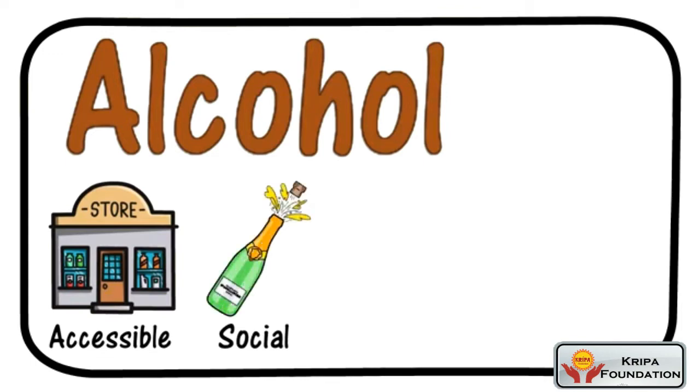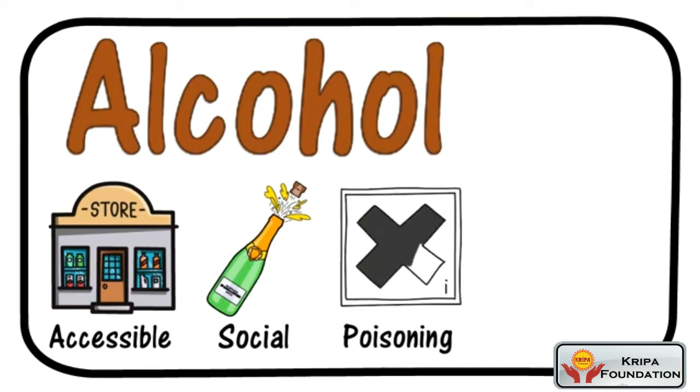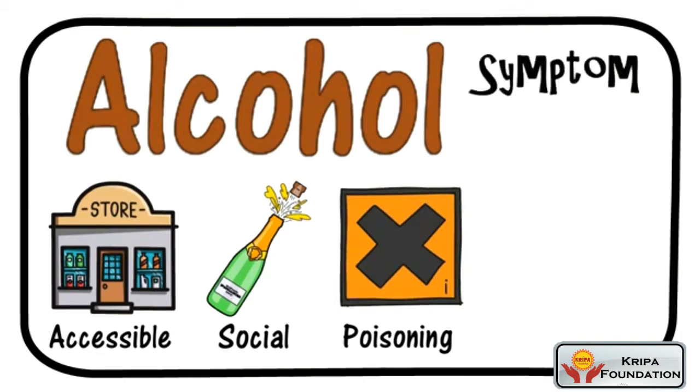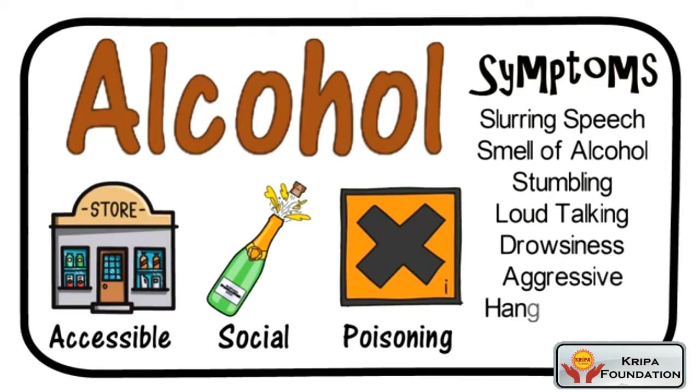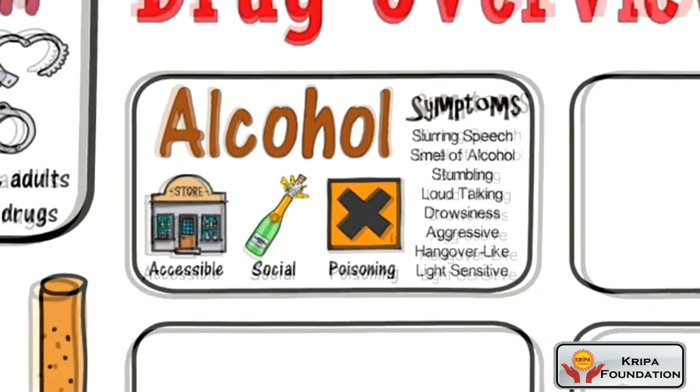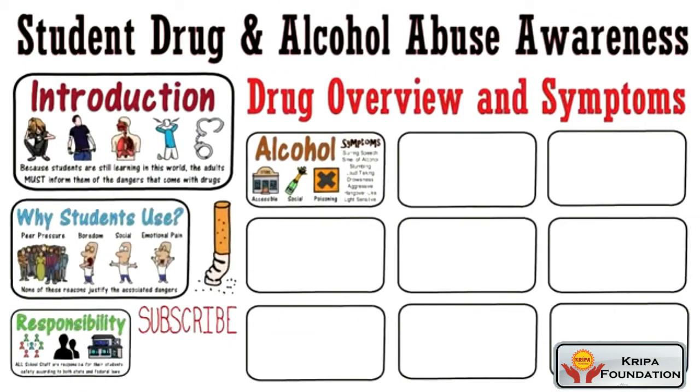One of the biggest dangers of drinking alcohol is the risk of getting alcohol poisoning. Alcohol poisoning often occurs at college campuses. Some of the symptoms you should be on the lookout for in students include slurring of speech, smell of alcohol, stumbling, loud talking, drowsiness, being aggressive, having hangover-like symptoms, and light sensitivity.